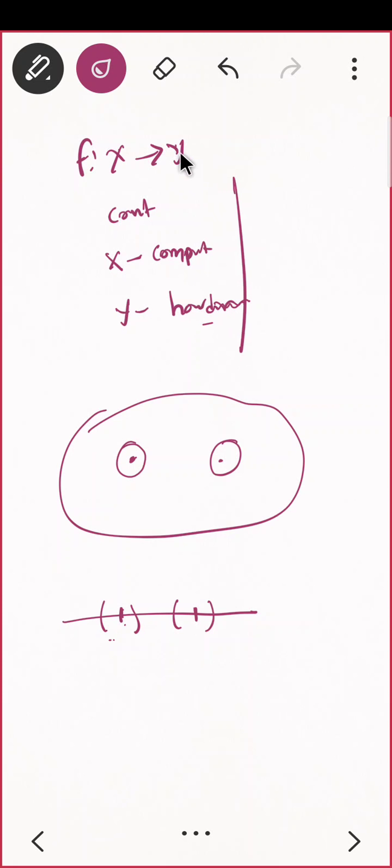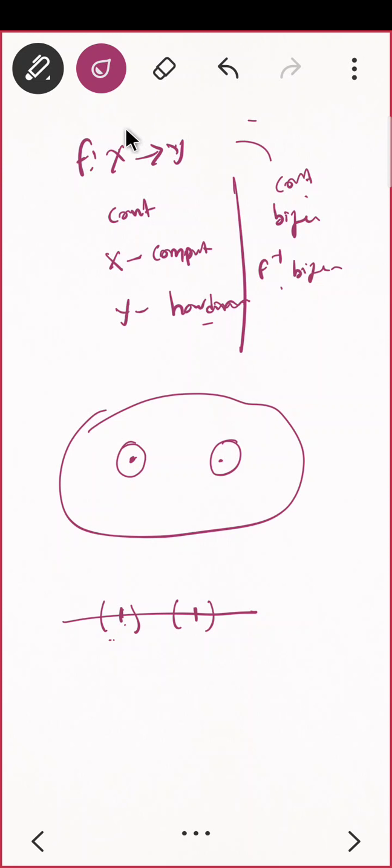Another definition is, this function should be continuous. It should be bijective, and the inverse must also be continuous. Simple as that. Then it is called homeomorphic. Correct? Okay. Now, once it is homeomorphic, there are some homeomorphic invariants.